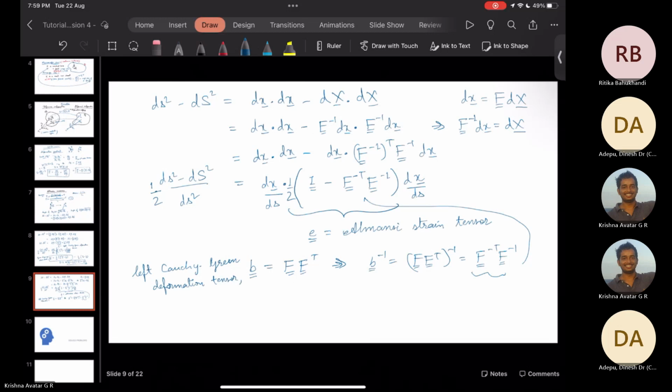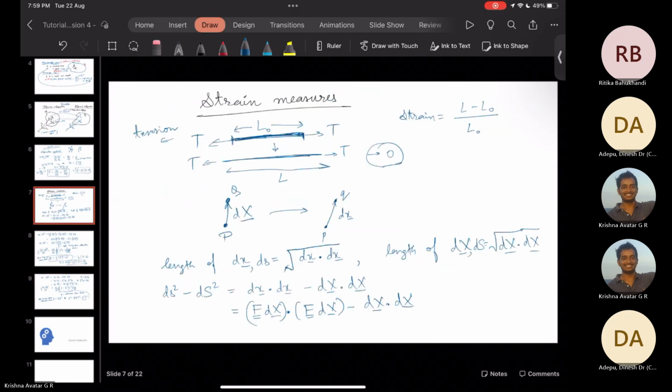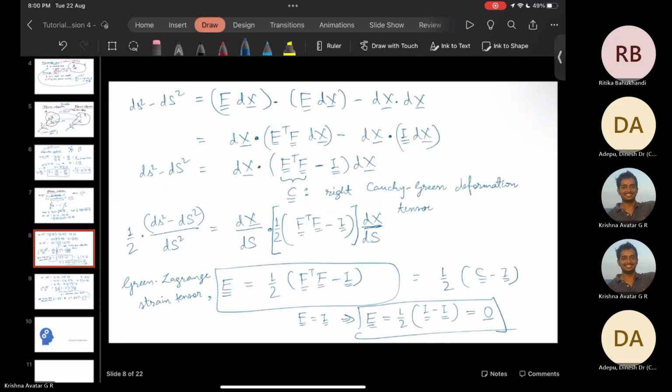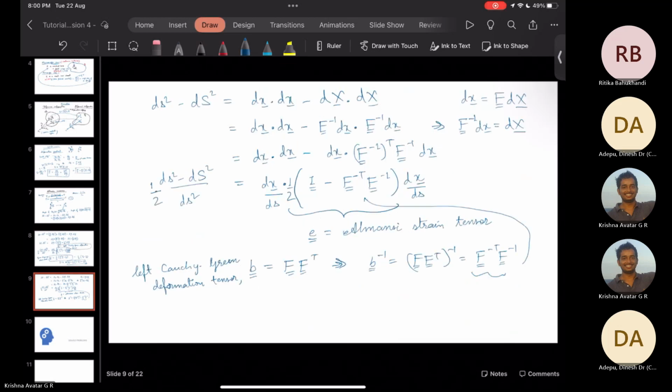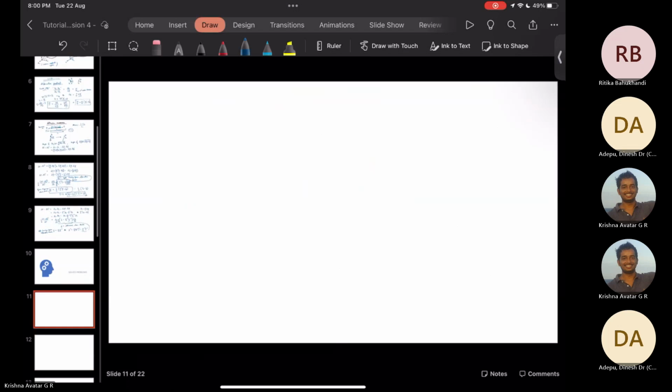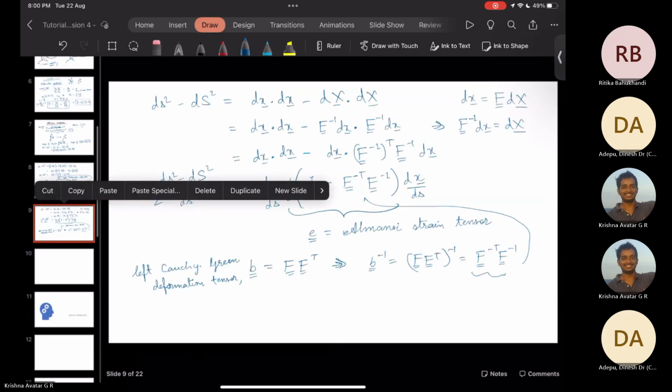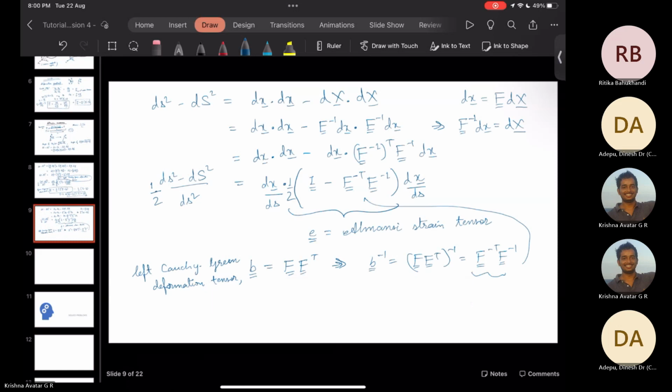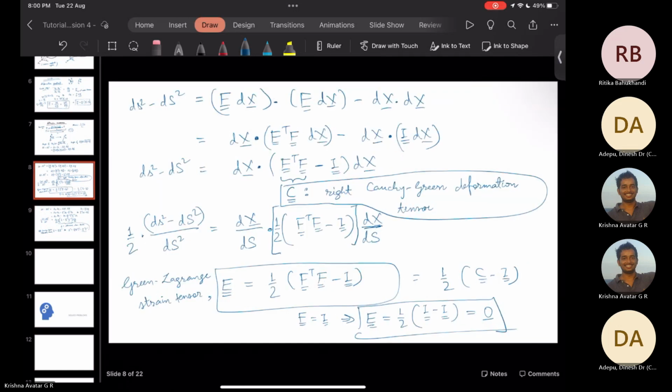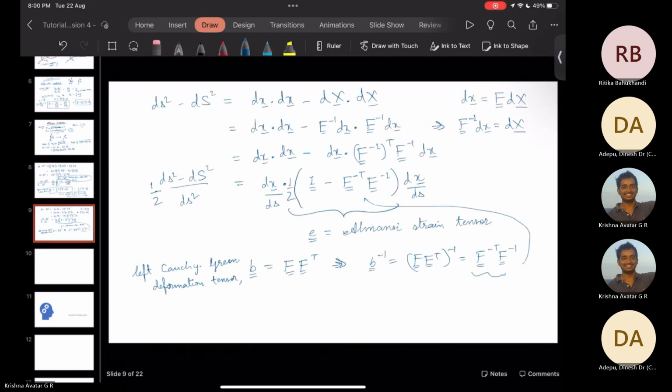Now you'll ask me, why have we denoted B here in lowercase letter, while the previous one, the right Cauchy-Green deformation tensor, was in capital C? The reason being that B lies in the current configuration and capital C lies in the reference configuration. Now we'll just derive why this occurs.